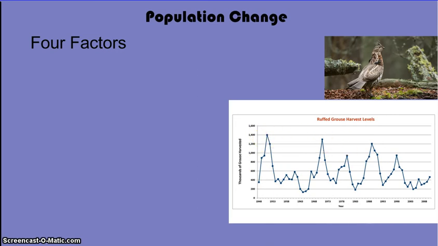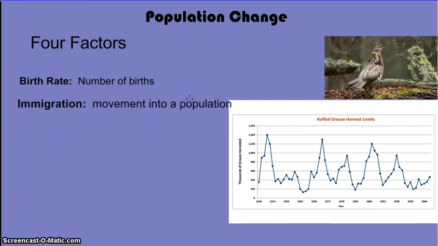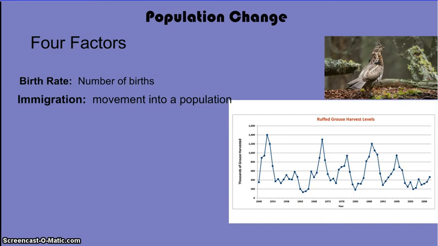So what affects population? Well, first of all, births. The more births you have, the greater the population. There's another thing which can add to the population. It's called immigration. Immigration is movement into a population. So ruffed grouse levels can increase if ruffed grouse from a different area move into their area. That's what causes population growth here, here, here, here.